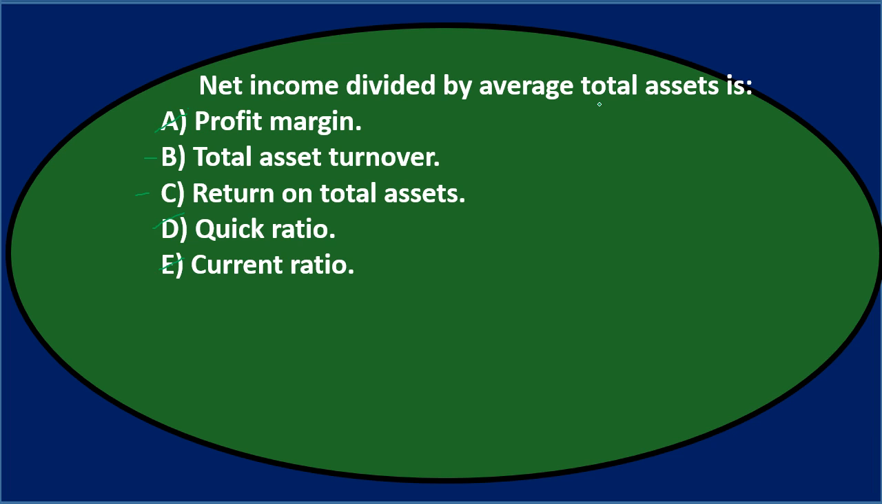In this case, we're talking about the bottom line, which is going to be the net income, not the net sales. We're not talking about the top line net revenue. We're talking about the bottom line net income. That relates to C, the return on total assets.